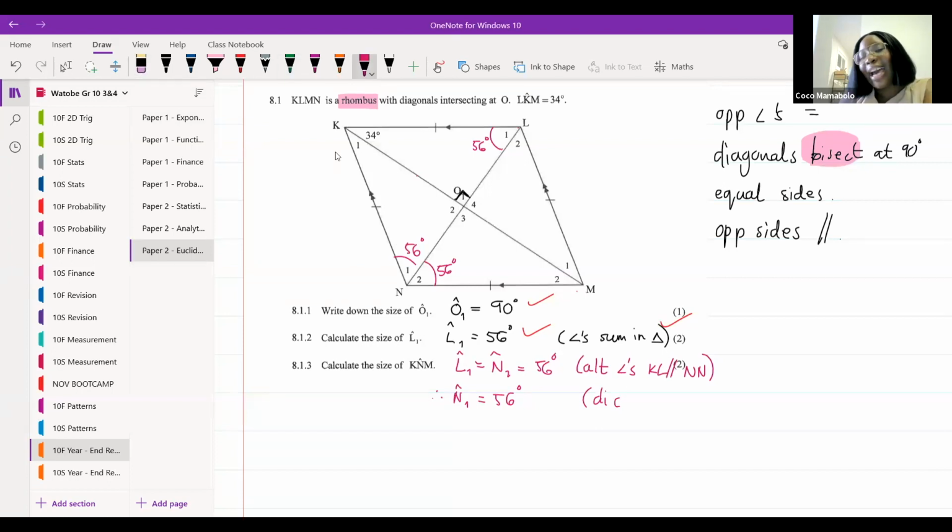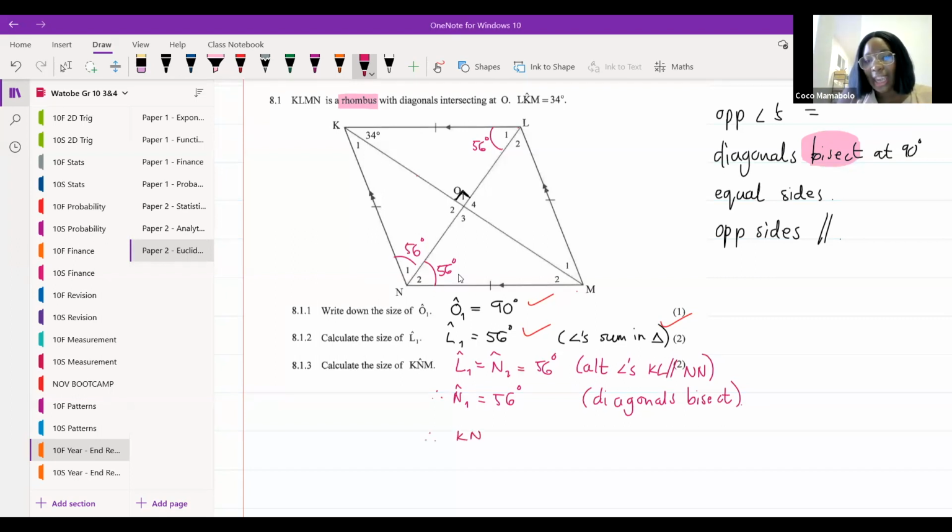They don't just cut, Mfundo. How do they cut? Not 90 degrees, correct, Onako, that's it. Not only do they cut when they bisect, they cut exactly in half. So if this is 56 degrees, then N1 will also be 56 degrees because my diagonals bisect my angles as well. Therefore, I'm still not done.